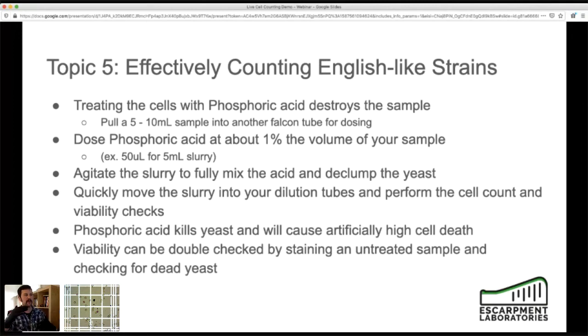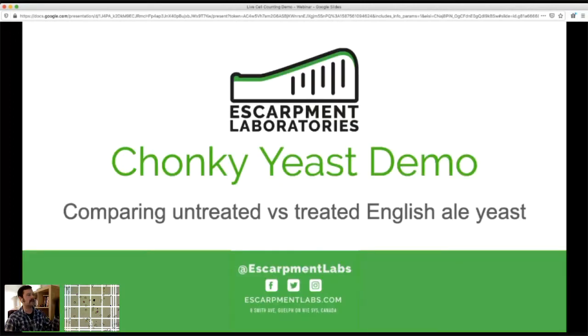But always remember that whenever you don't treat them, those yeast will clump on top of each other, and you can end up with clumps that you can't even really count. So it's always something to be aware of. That was my chunky yeast demo of treated and untreated yeast.